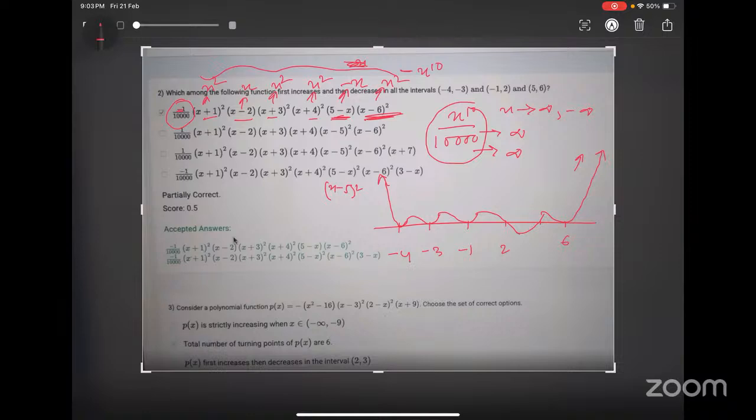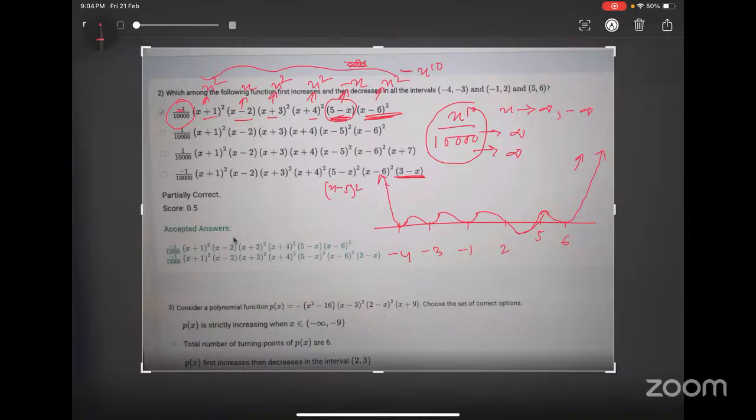I had drawn the same graph, but it was inverted only, because I made a mistake here. Similarly, it will apply in option 4, where we have 3 minus x. But why will the 5 minus x not apply there? Because it's a square, it will become positive. Because we have a square there, 5 minus x square and x minus 5 square are basically the same.